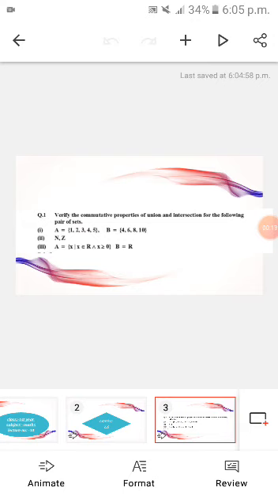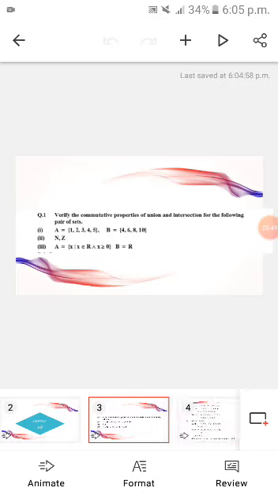Firstly, define commutative property. If we are talking about the addition commutative property, then it means that for two elements, a plus b is equal to b plus a. Under multiplication, the commutative property is ab equals ba, such that a and b belong to the real numbers. In this case we are talking about the commutative property of union and intersection.